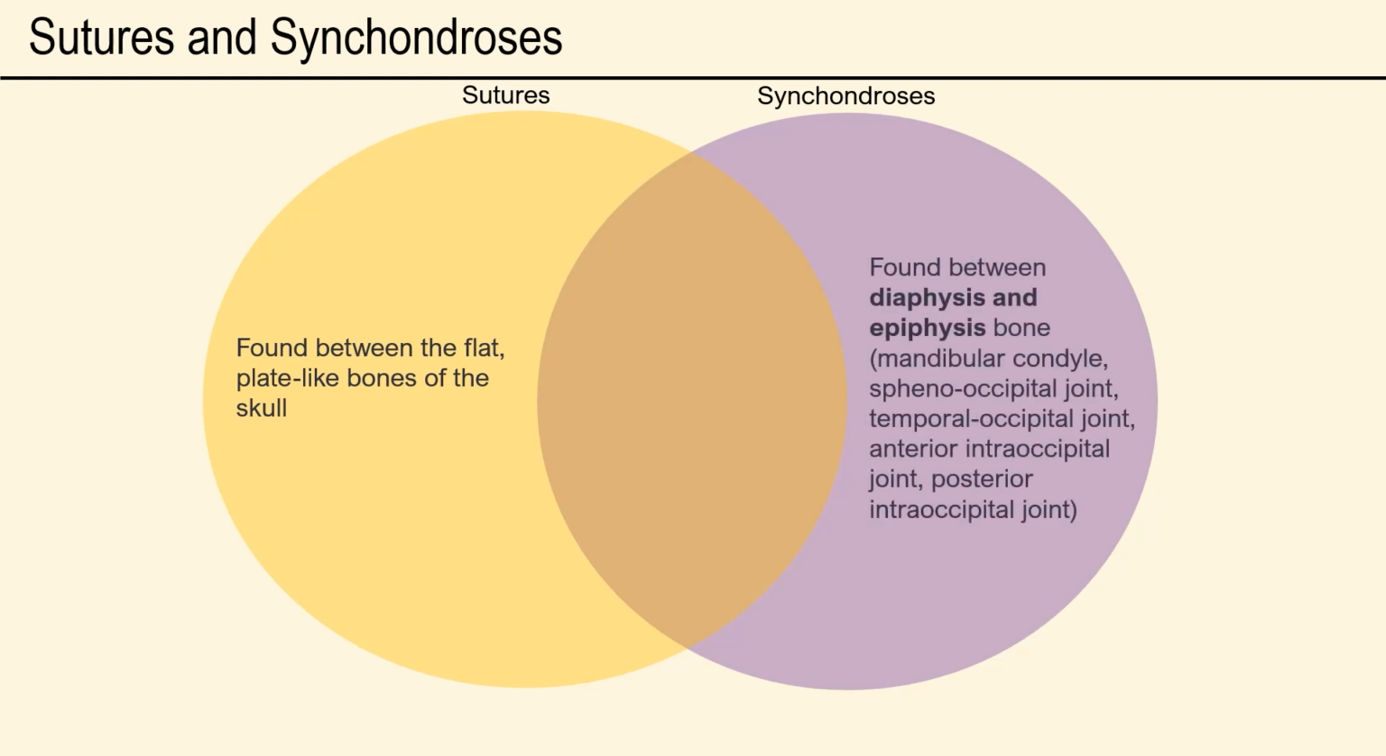Synchondroses, however, are slightly different in that they are not fibrous joints, but instead are cartilaginous joints, which are found at the base of the skull and the mandible. Both sutures and synchondroses are synarthrosis joints. That means they don't move, and they are formed between the embryonic stage and over the first 20 years of life.